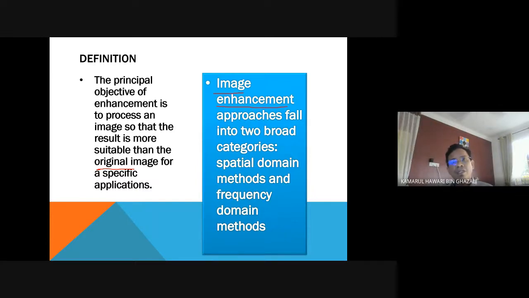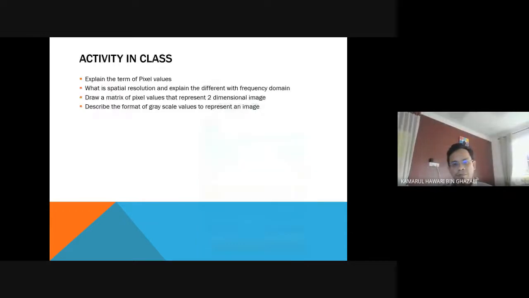But there is a new algorithm which doesn't care about this image enhancement. For image processing, if you want to do image processing, this is the step: pre-processing, the process, feature extraction, a lot of steps.